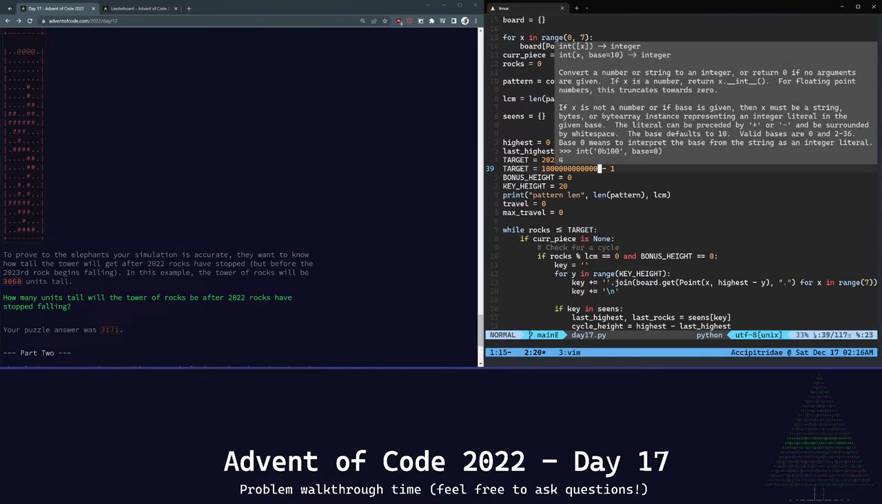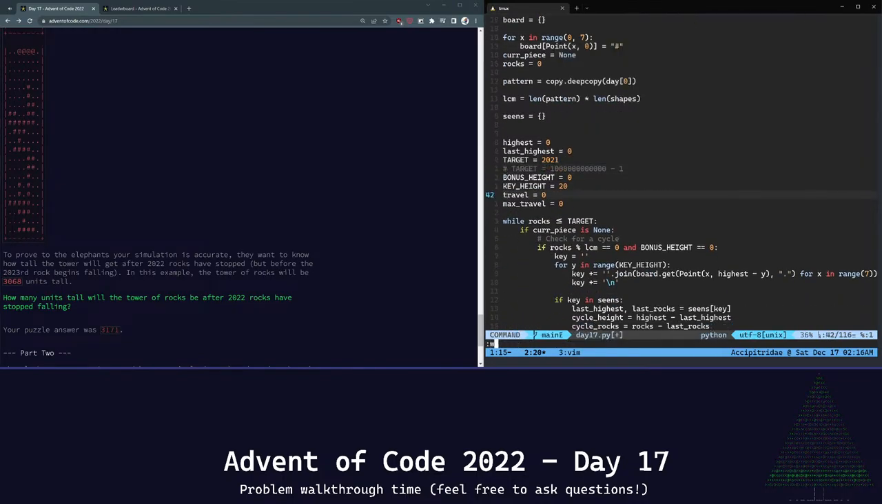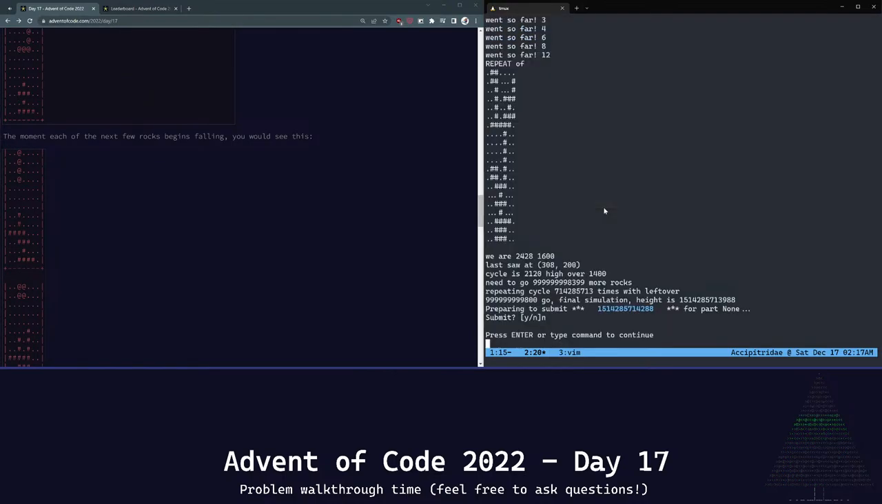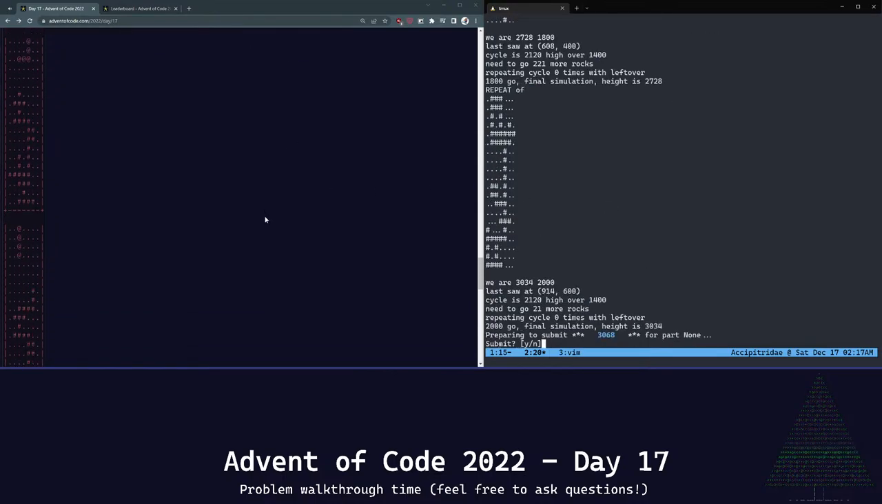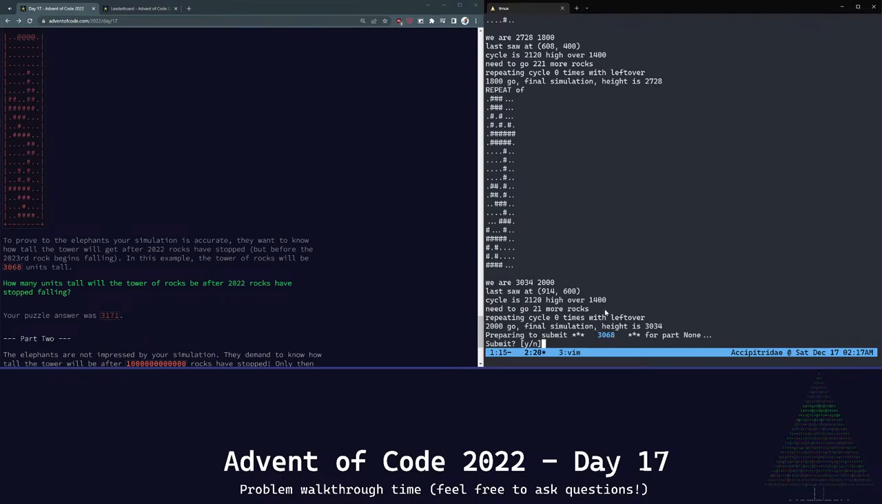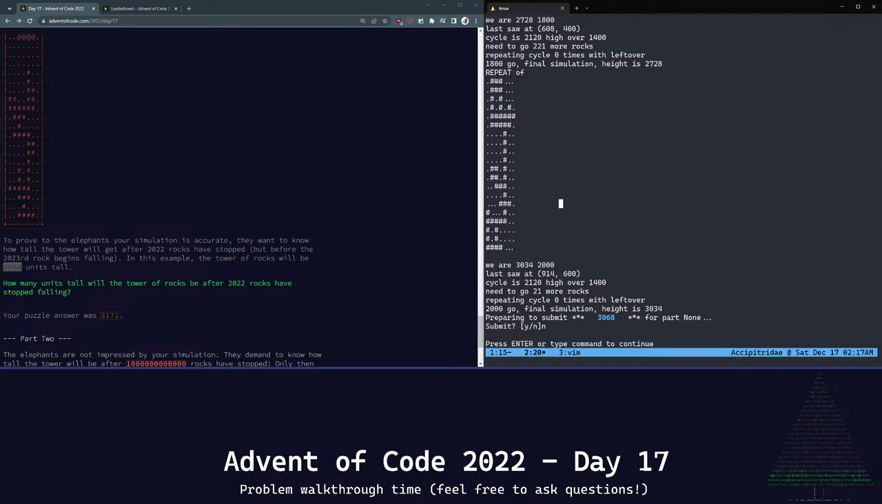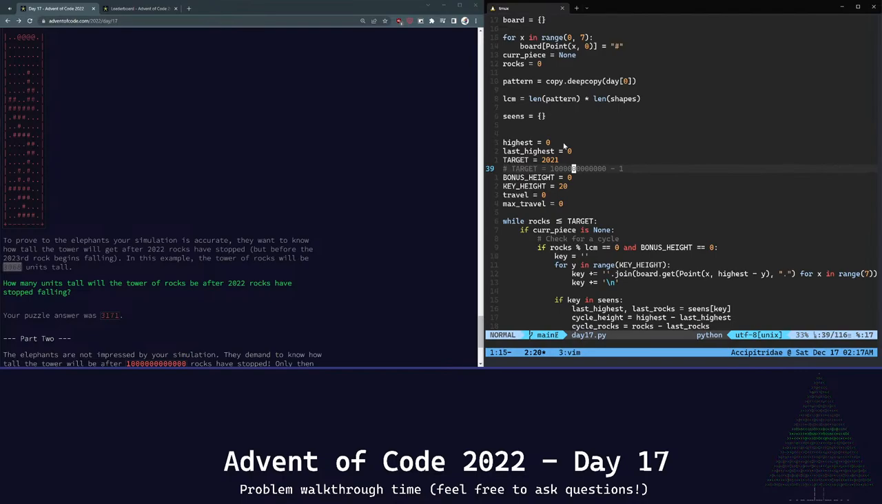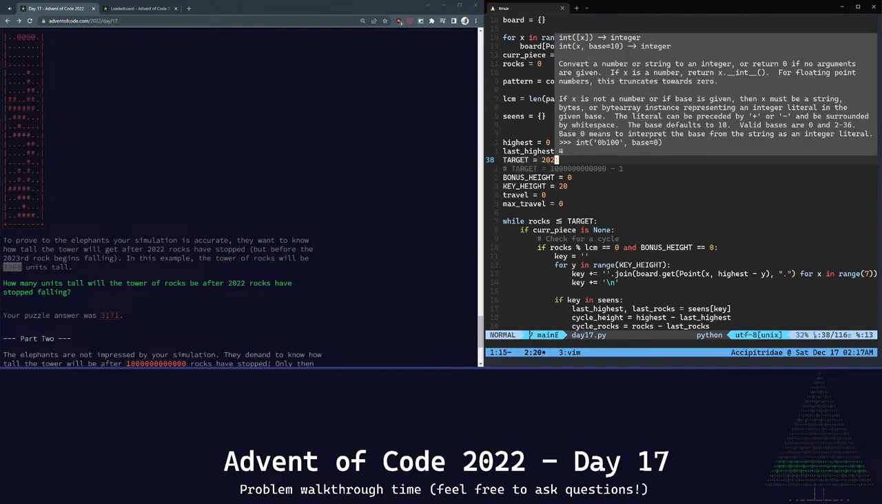For this problem, you basically just encode the rules of the game, right? It took me a while to get there, due to writing a bunch of different bugs. So this is me saying, 3068 is what you would expect from the sample here, and the way that you get there is, say this is how many rocks you want to get.